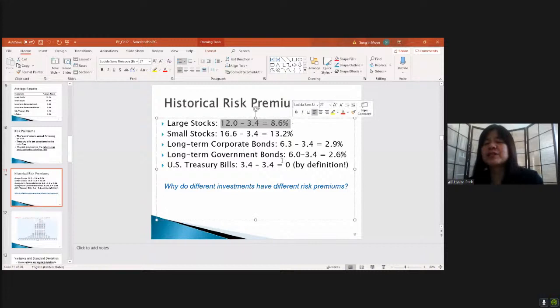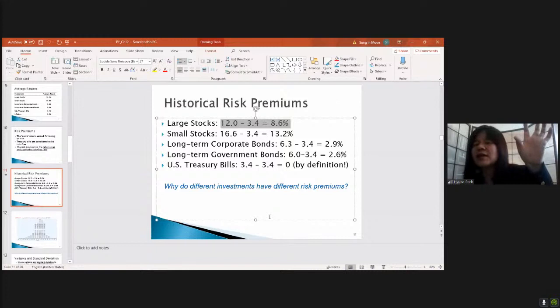If we use historical returns as a proxy for expected return, similarly, what was the risk premium for small stocks? Corporate bonds and government bonds? And what's the risk premium for treasury bills? By definition, it's zero. So why do different investments have different risk premiums? Because they have different amounts of risk. The risk-return trade-off is the most important concept you need to learn here.